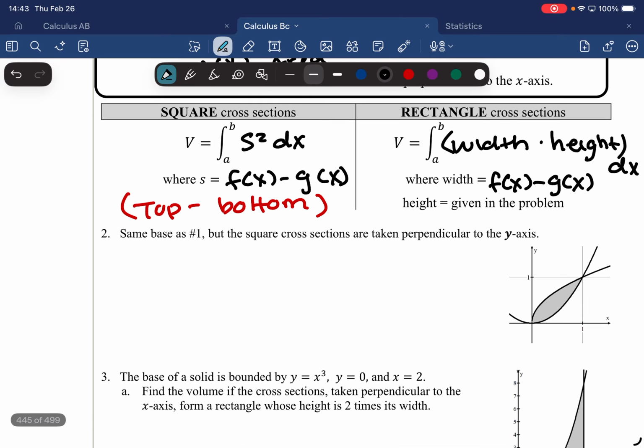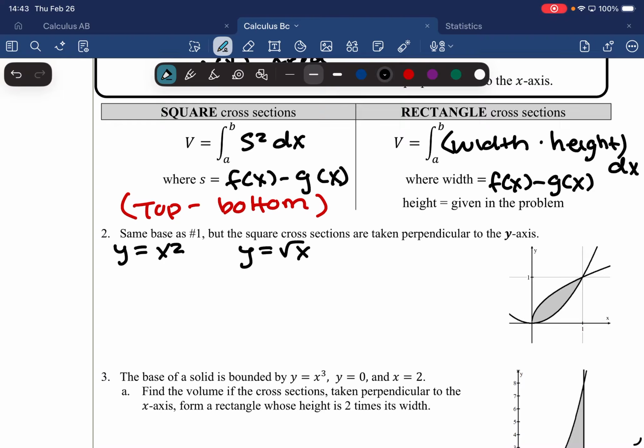So number 2 says using the same base as number 1, which means we're using those same equations as in number 1. But the square cross sections are taken perpendicular to the y-axis. So now we're going to have everything in terms of y. Well, in order to do that, we first write the original equations down. So y is equal to x squared, and y is equal to the square root of x. And then I'm going to get them both where x is isolated. So x is by itself.